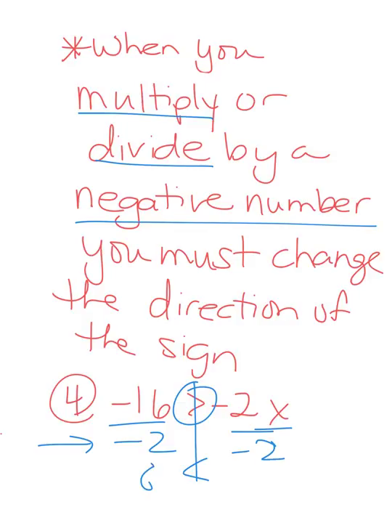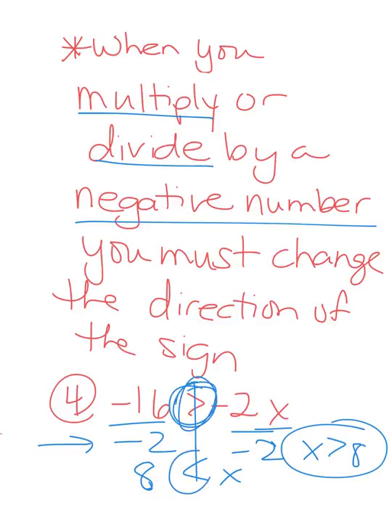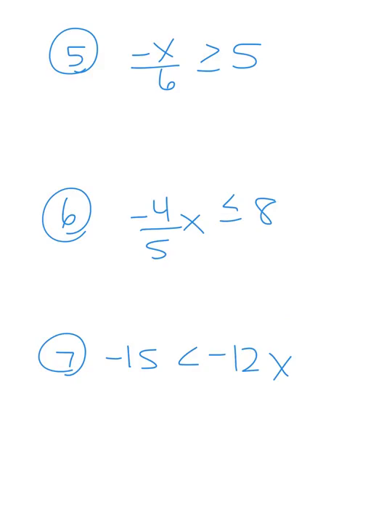So I get negative 16 divided by negative 2 is positive 8. On the left-hand side, I have x. Now again, as we've talked about before, I'm going to rewrite this so my variable is on the left. So I have x is greater than 8. That's my final answer there. So again, the biggest thing is I divided by a negative number. My original inequality was greater than, and that had to change to less than because of dividing by the negative number.